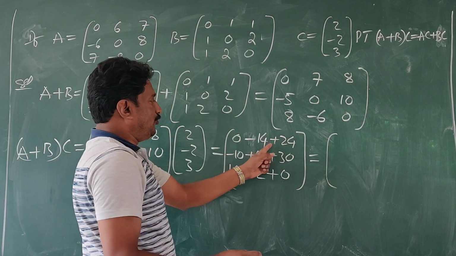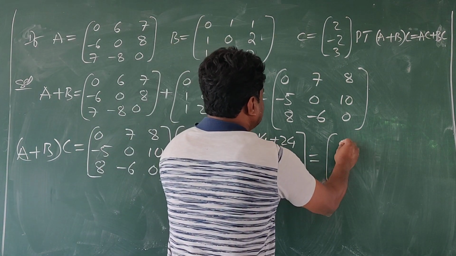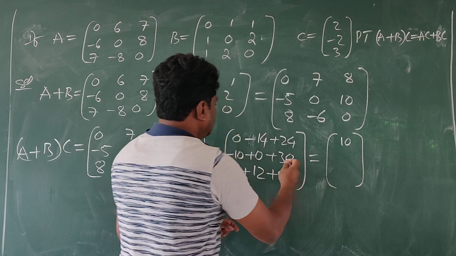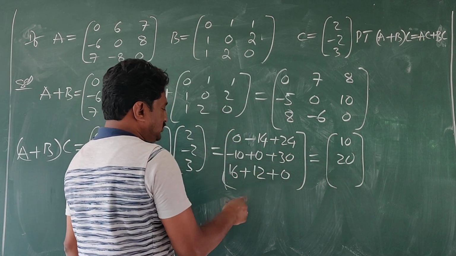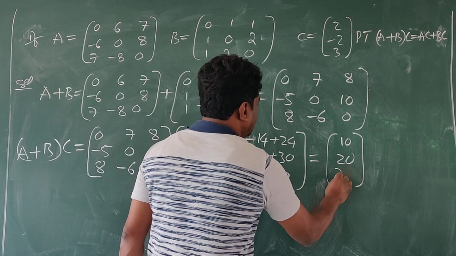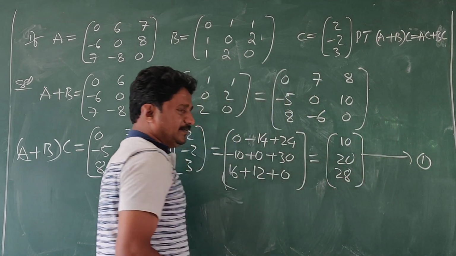That is 24 minus 14, it is 10. 30 minus 10, 20. 16 plus 12, I think it is 28. Call this as equation number 1.